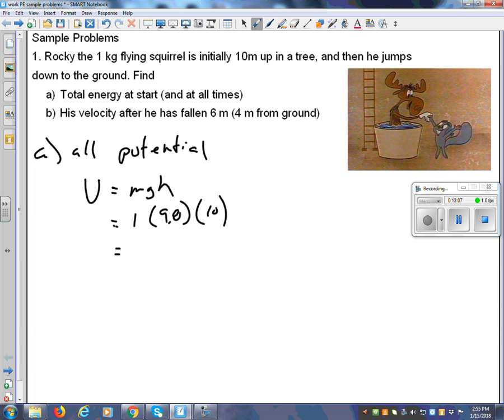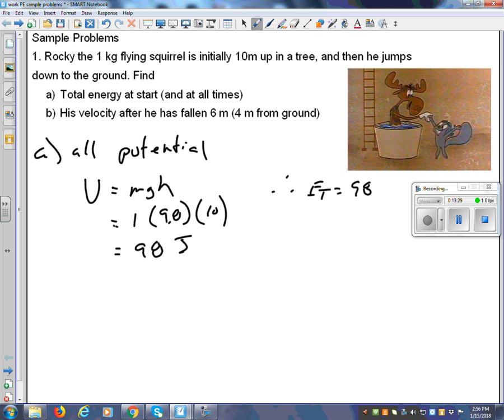Oh, this is easy. No, that would be simple. 98 joules. That would be his total energy at the start, and his total energy for the entire trip, I guess, right? Yep. I guess we could say ET is 98.